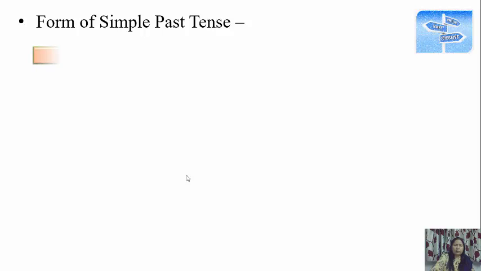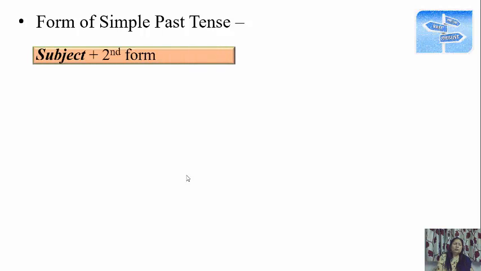What is the form of simple past tense? As I told you, we use subject and second form of the verb. So with any subject, we use second form of the verb. There is no change. It is very, very simple. So what you need to do for this? You need to learn the verb forms. Like eat, ate, eaten. So if you know second form is ate, so simply you say, I ate a banana.